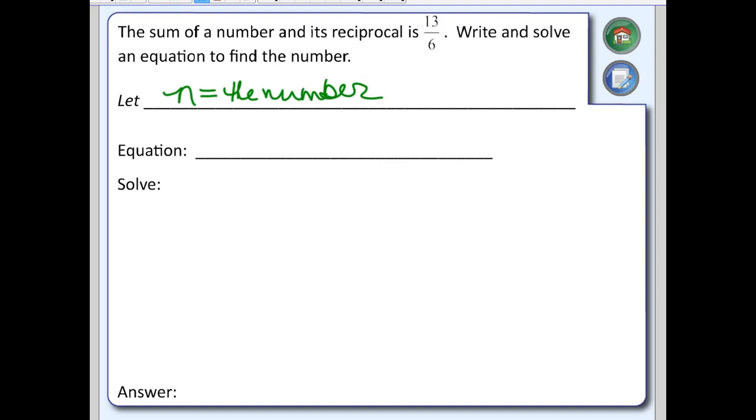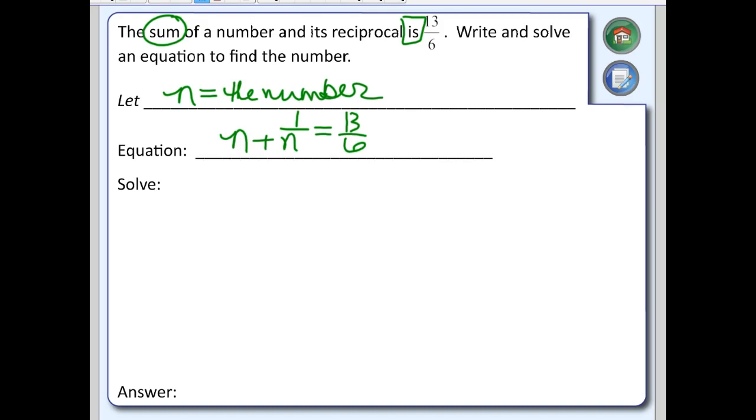Well, it says the sum. Well, if it says sum, we know we're using addition of a number and its reciprocal. So how are we going to write that? Yeah, we've got the number, which is n, plus its reciprocal, which is going to be 1 over n, equals, remember, is means equal, 13 over 6. Does that make sense?